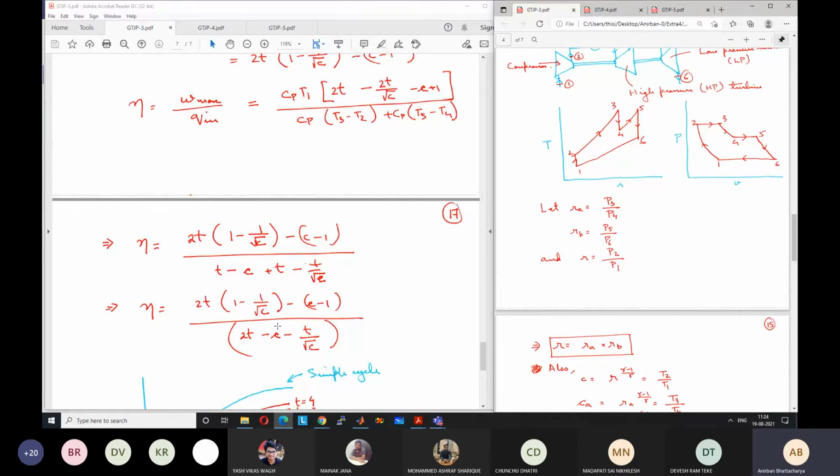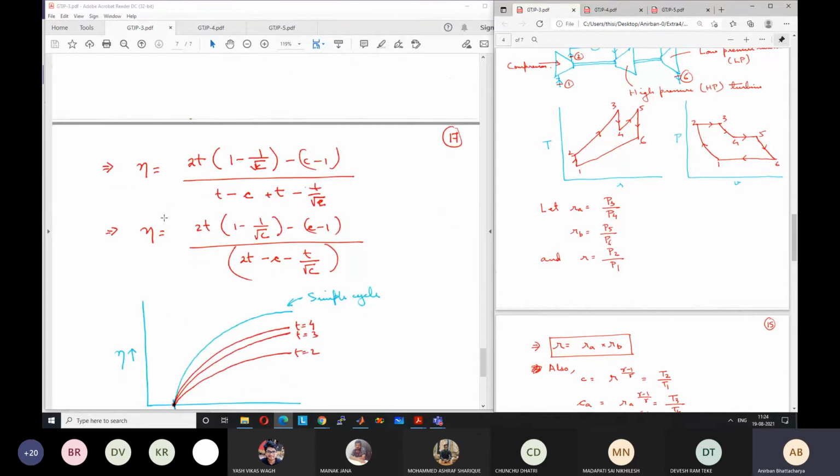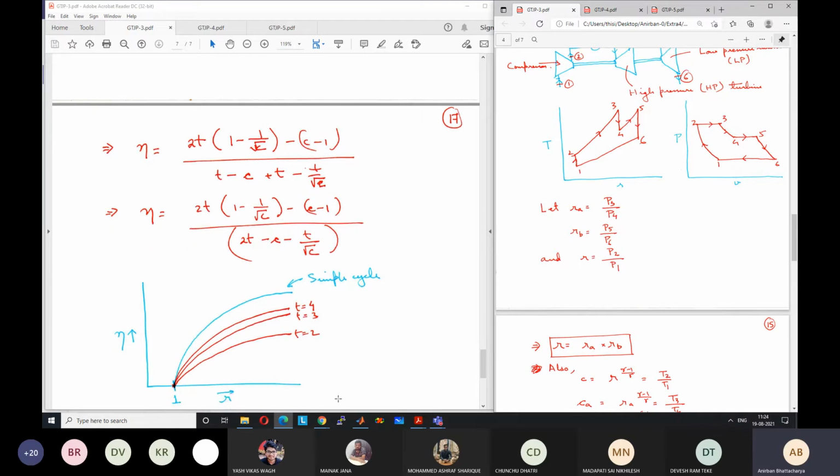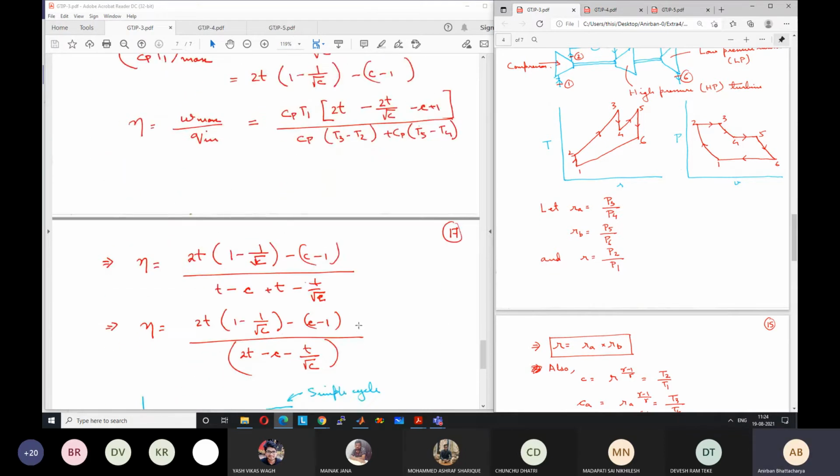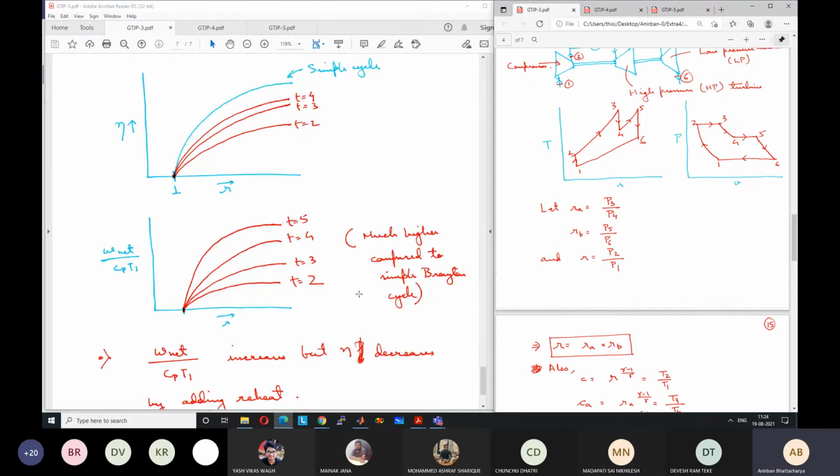We can rewrite it in this form also. Why we are writing this? Because we can plot this in terms of T and C or in terms of T and R to see the effect of temperature ratio and pressure ratio on efficiency. That's why we are writing this. This is not for memorizing or using in some problems. This is just to actually be able to plot them in terms of T and C to see the variation of efficiency and of work output. Okay. So any questions?